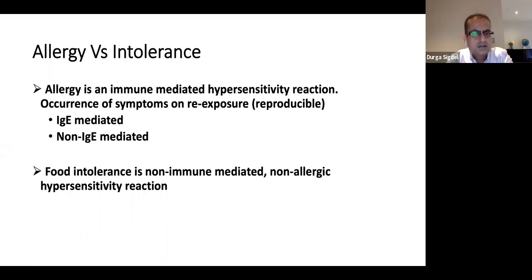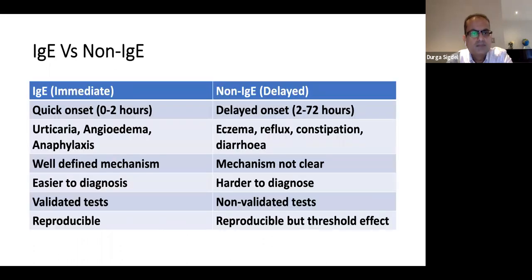There are two types of allergy. One is IgE mediated, where there is IgE antibody in the body, and another is non-IgE mediated. In the next slide, I will talk a little bit more about IgE and non-IgE mediated allergy and how we differentiate between those two. So IgE is the immediate type of allergy, and non-IgE is a delayed type of allergy.